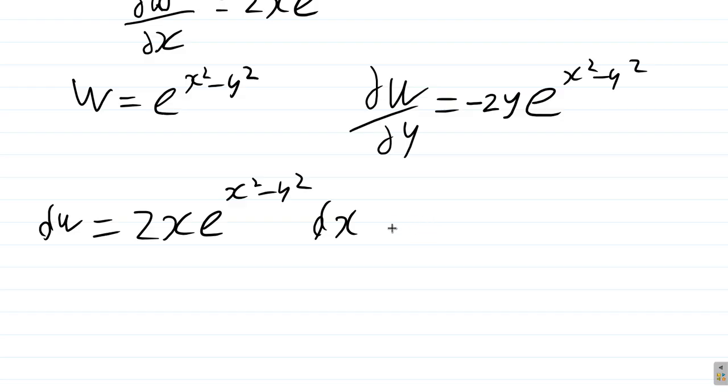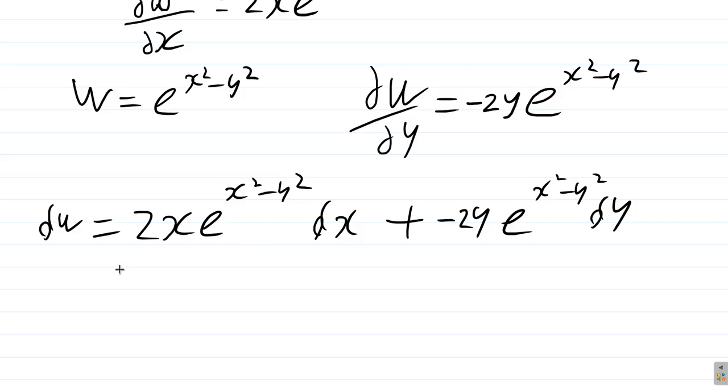Alright, plus, and then what we have here is the partial w by partial y, which is really negative 2y e to the x squared minus y squared. Alright, so dy. Alright, so that's dy there.